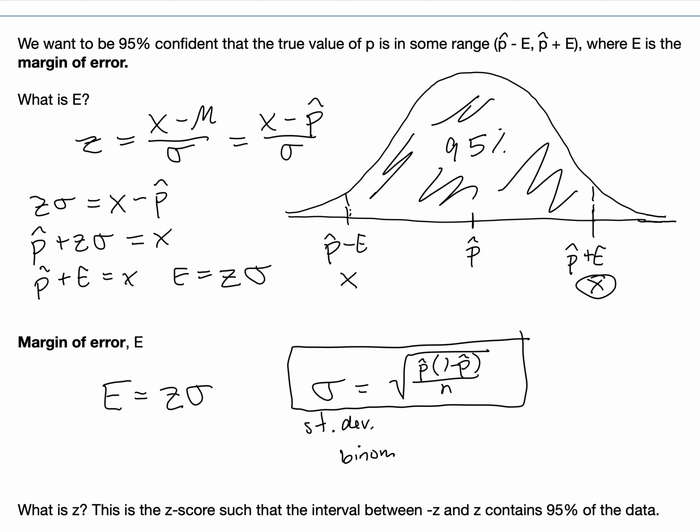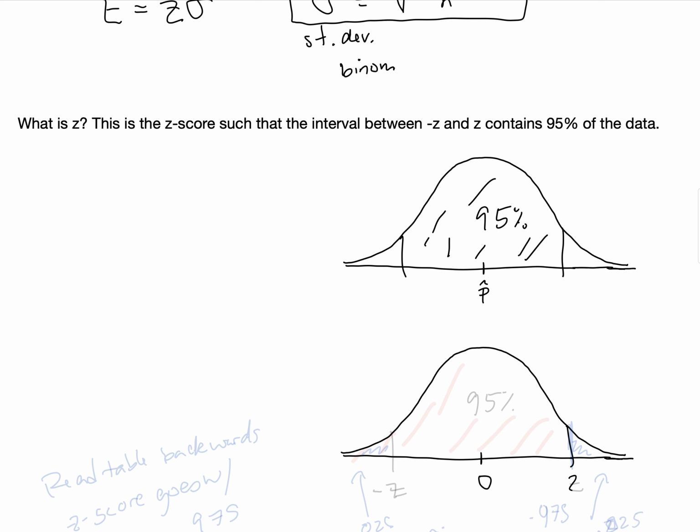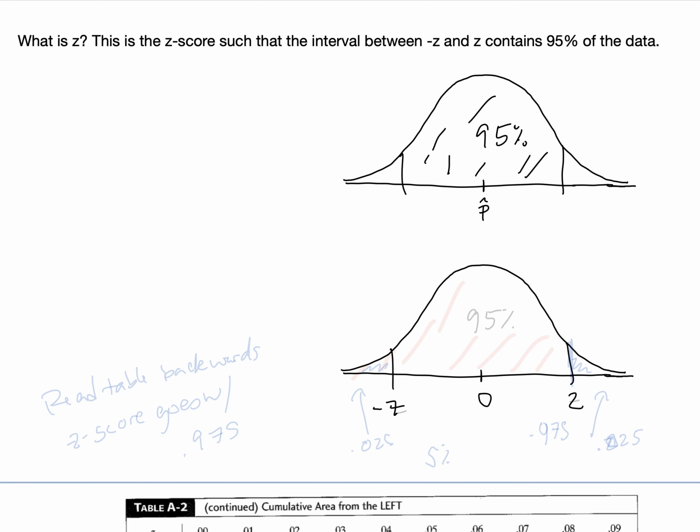Now what about z? So we're looking for the value that separates the 95% in this case of the data in the middle from the rest. And so for us, we're looking for the z-score that does that, such that 95% of the data is in between z and negative z on the standard normal distribution. So if there is 95% of the data in the middle, then between the two tails, here and here, there's got to be 5% altogether. So 5% of the data in the two tails together, or 0.025 in each tail.